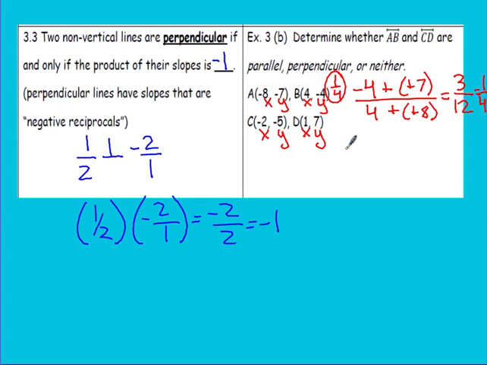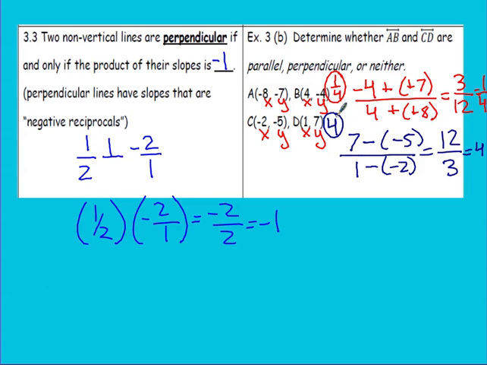All right, so now we're going to find the slope of the second line. We've got y2 minus y1 over x2 minus x1 to be 12 over 3, which is 4. So we've got 1/4 and 4. Are those exactly the same? No. Are they flipped and opposite? Well, they're flipped, but they're not opposite, so it's going to be neither.